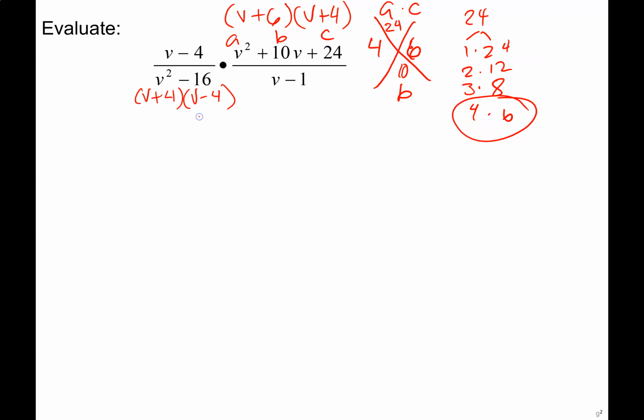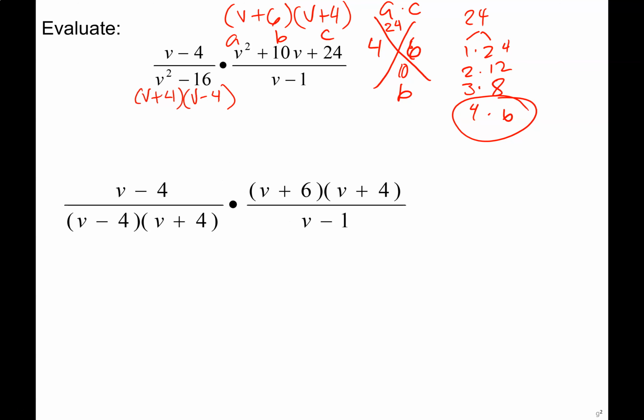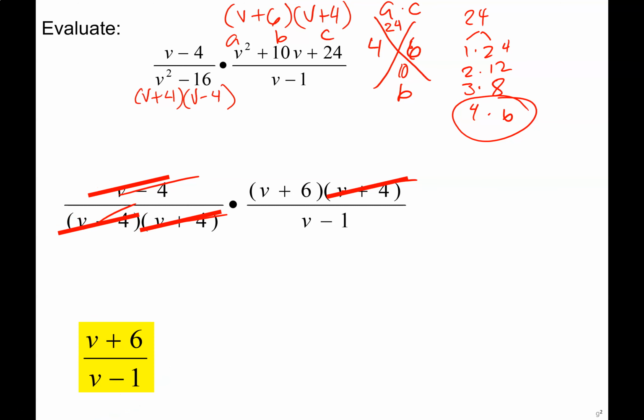All right, let me put everything back together. Boom. Make sure you have that written down too. Once more, you're going to check to see if you have anything that's the same top and bottom. I'm seeing a couple things right now. Bye. Right? That could go away too. And let's see what we have left. It looks like we have v plus 6 on top over v minus 1. Same thing. This is my answer, but I need to find the restriction.